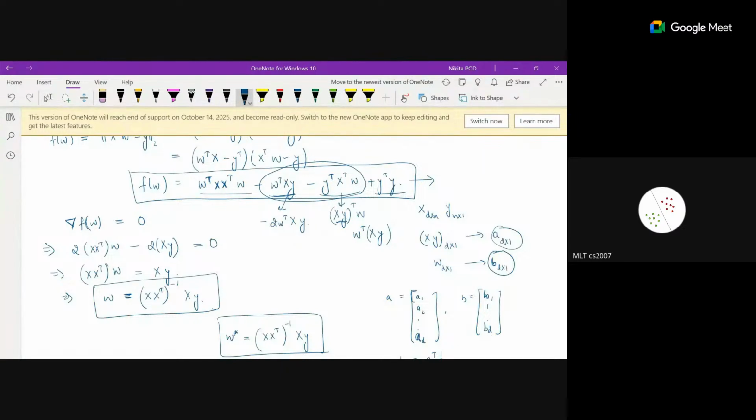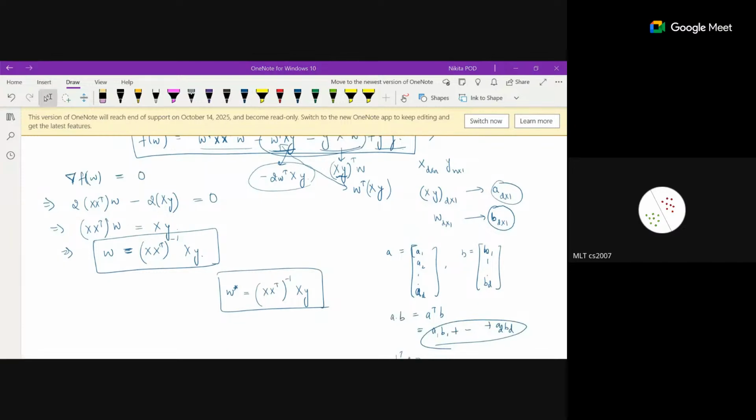And this matches with the second term, so they both are basically the same. That's why we are able to write minus W transpose XY minus Y transpose X transpose W as minus 2 times W transpose XY. Now if we take its derivative with respect to W, we just get minus 2 of XY. So we solve for it and we get our W. This is the W that we get for the linear regression problem.